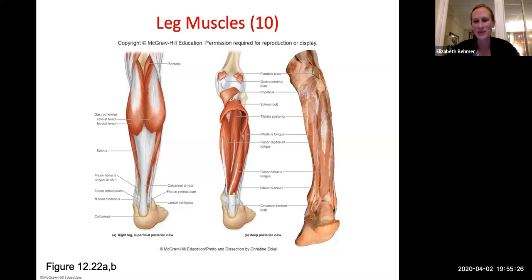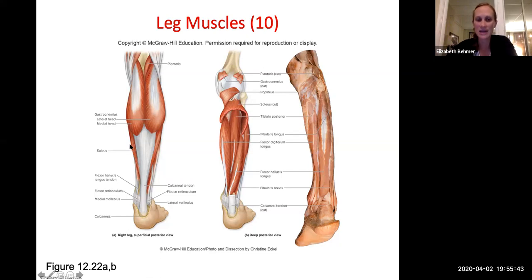In Latin, gastro has to do with belly or stomach, and nemius has to do with the knee. So it literally means the belly of your knee, the gastrocnemius. And it kind of makes sense. It's a big, belly-shaped muscle right below your knee.